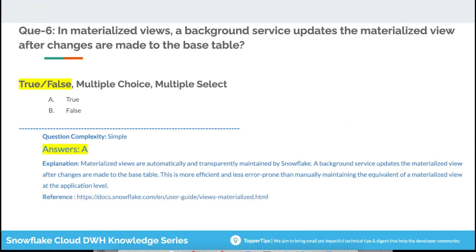There is a cloud service running behind the scenes which takes care of materialized view refreshment. Which of these are Snowflake table types? A multi-choice question.